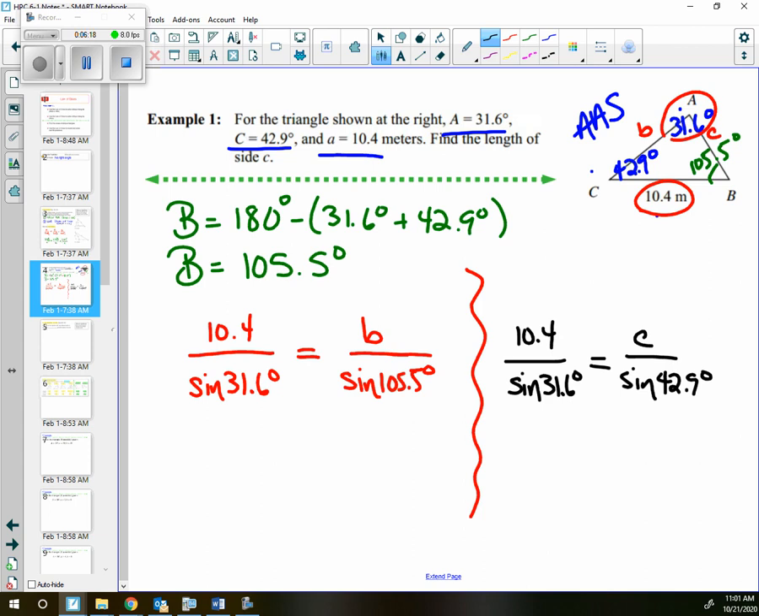Now, I would always go back and use the information about A, as opposed to once I find something else, that's going to be rounded. Always go back to your given information. So go back to that side and angle across.